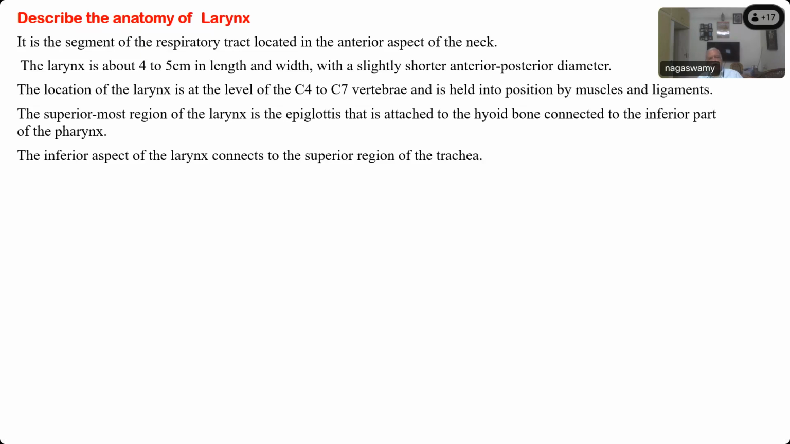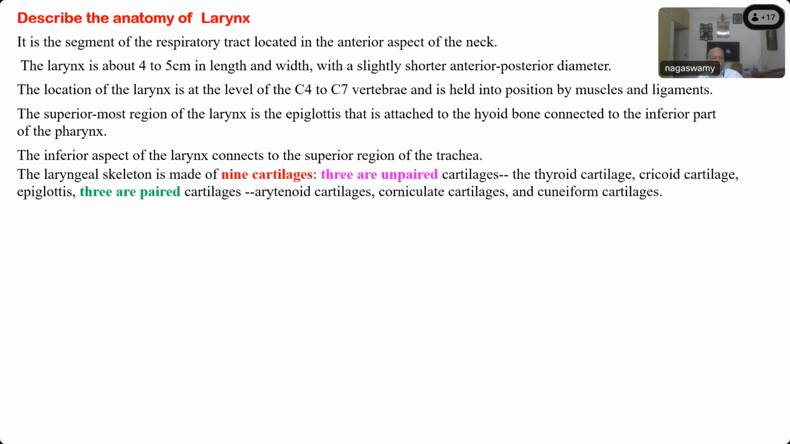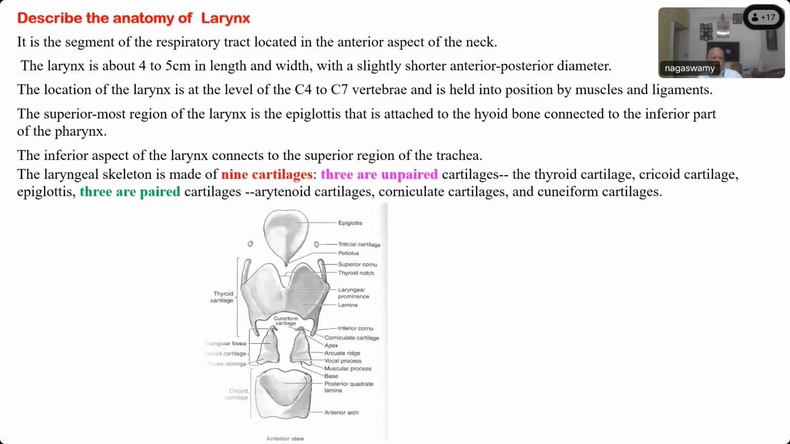So just below the cricoid cartilage starts the trachea. Up to that it is the larynx. The laryngeal skeleton is made up of 9 cartilages. 3 of them are unpaired cartilages: the thyroid, cricoid, and epiglottis. And there are 3 paired cartilages: arytenoid, corniculate, and cuneiform cartilages. So totally they make 9 cartilages. This is the bony framework for the larynx.